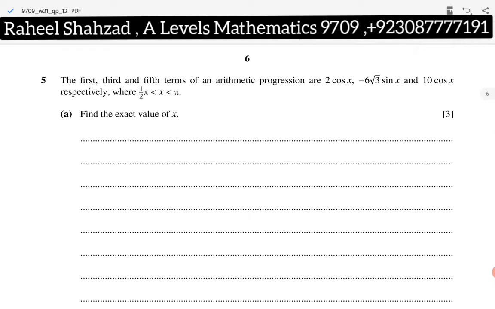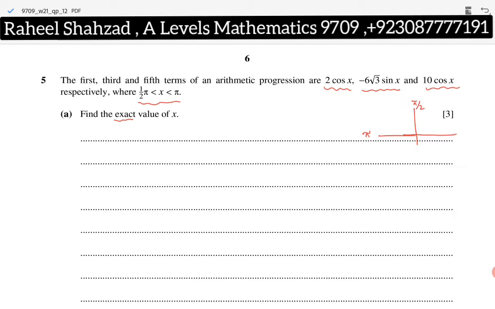This is question number 5. It says: the first, third and fifth term of an arithmetic progression are 2 cos x, minus 6 root 3 sin x and 10 cos x respectively, between pi by 2 to pi. Now this is your pi by 2 and this is your pi, right? Find the exact value of x.